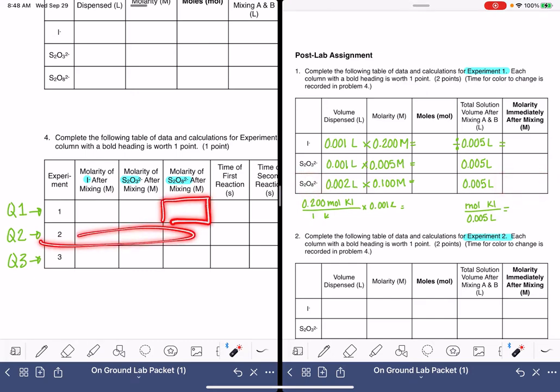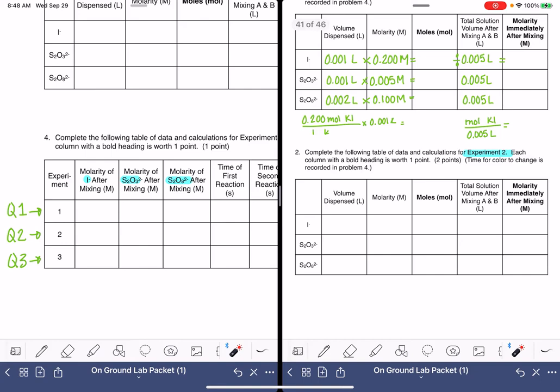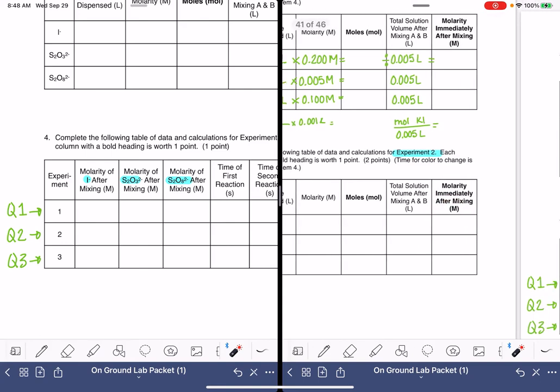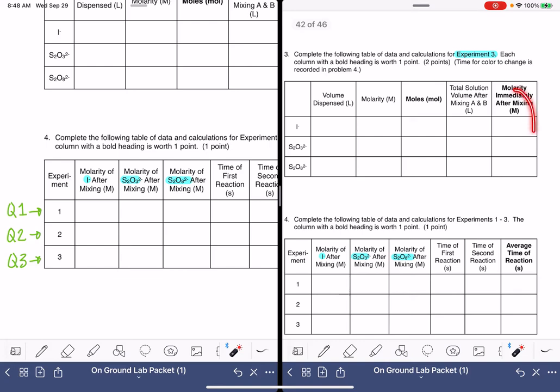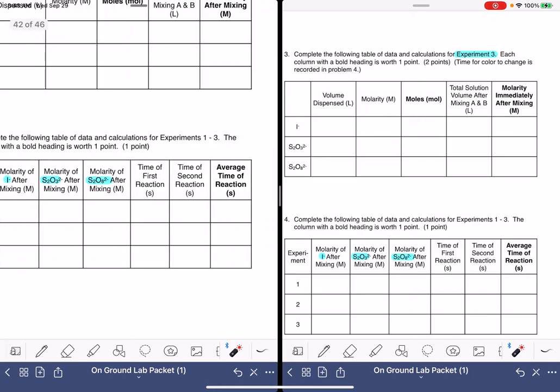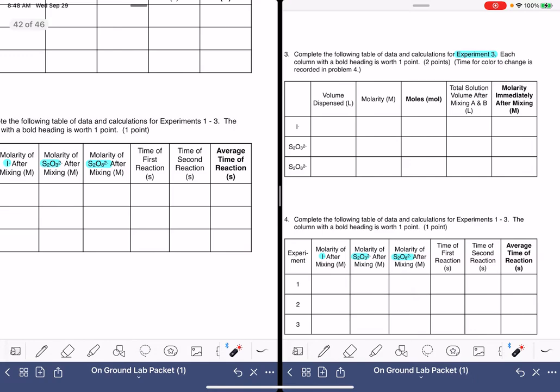For experiment number 2, I'm going to do the same thing using my data table for question number 2. And for experiment number 3, I'll be using the data from question number 3. Also in this data table, you will be reporting the 2 times of the trials that you captured for each one of these experiments, and then calculating the average time. This, of course, is going to be done by taking the first and second times, adding them together, and dividing by 2. And that's how you're going to get your average for each one of these.